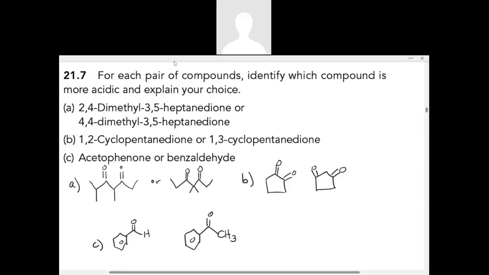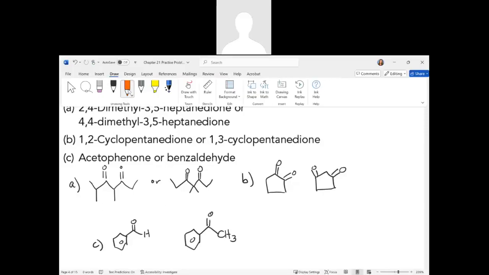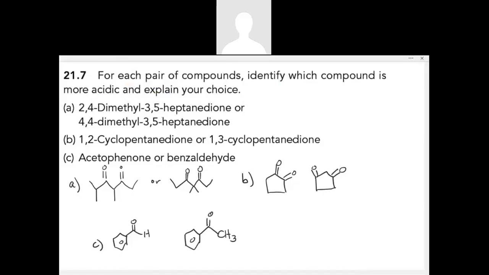For problem 7 from chapter 21, we're asked to take a look at each of these three pairs of compounds and identify which compound is more acidic and then give a brief explanation as to why. So for our first set of compounds, on the left-hand side here, I've drawn 2,4-dimethyl-3,5-heptanedione. And then on the right-hand side here, we have the 4,4-dimethyl-3,5-heptanedione to compare.